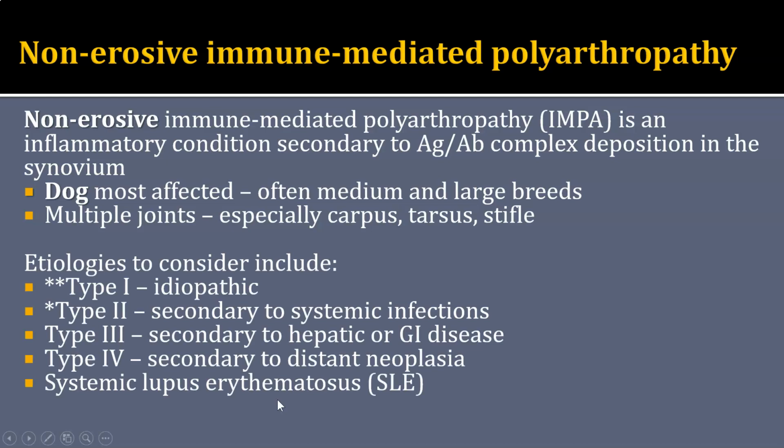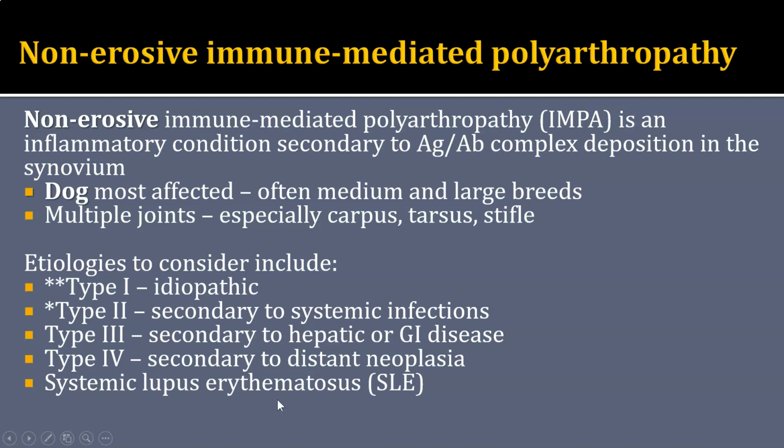There are obviously going to be underlying etiologies that are leading to this antigen-antibody complex formation before it is deposited in the synovium. And this slide lists different etiologies to consider. The most common is type 1 or the idiopathic form of the non-erosive immune-mediated polyarthropathy. And if you hear people talk about that patient has IMPA, they probably are referring to the idiopathic form.